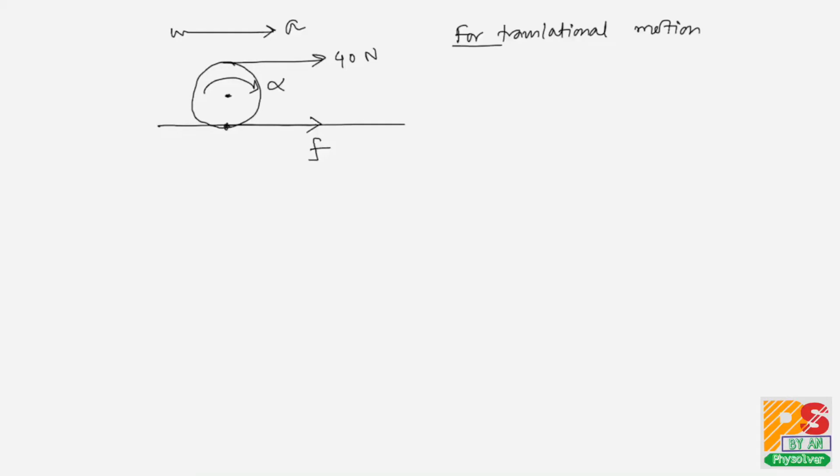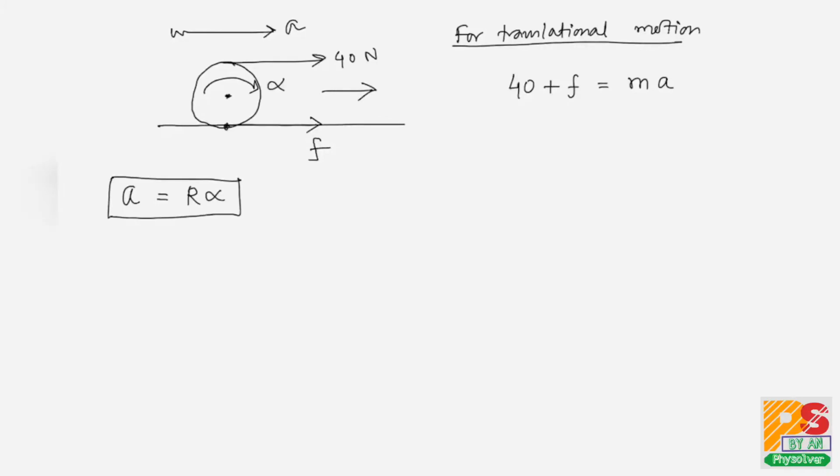I can say that 40 plus F, that is total force in the right direction, 40 plus F equals mass into acceleration, right student? Now since it is given that the cylinder is doing pure rolling, then I can say from the definition of pure rolling that the acceleration of the center of mass should be equal to R alpha. This is the definition, that acceleration of the center of mass should be equal to the linear acceleration of any point at the circumference. Therefore 40 plus F equals m into r into alpha. This is the first equation. Okay student, let's name it equation 1.